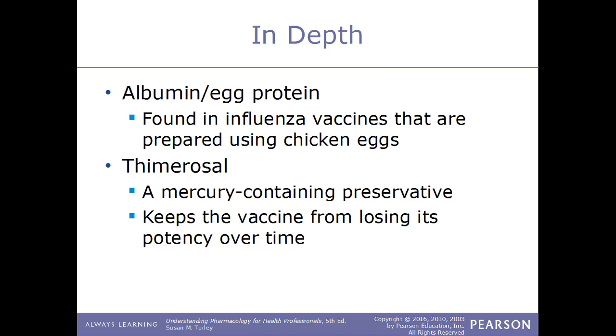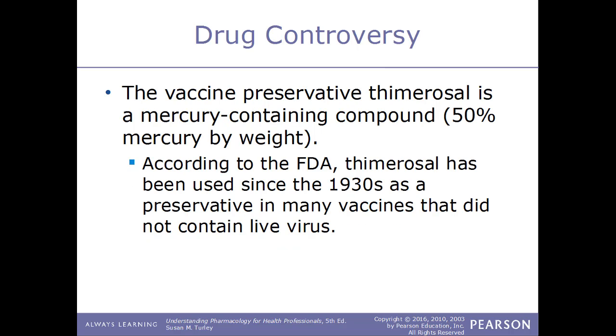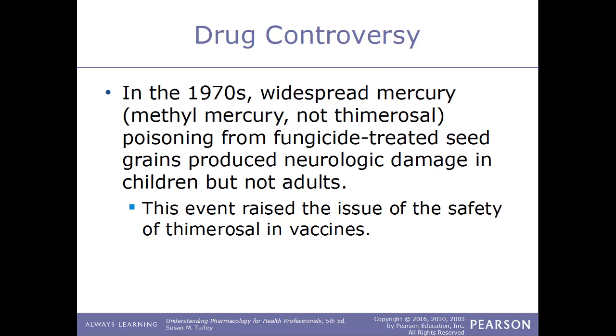Another component is thimerosal, which is a mercury-containing preservative. This keeps the vaccine from losing its potency over time. Thimerosal is a mercury-containing compound, and it's 50% mercury by weight. According to the FDA, it has been used since the 1930s as a preservative in many vaccines that did not contain live viruses. In the 1970s, widespread mercury poisoning from fungicide-treated seed grains produced neurologic damage in children but not adults. This mercury poisoning was from methylmercury, not thimerosal. And it's this event that raised the issue of safety of thimerosal in vaccines.